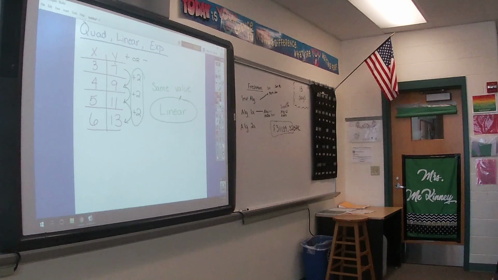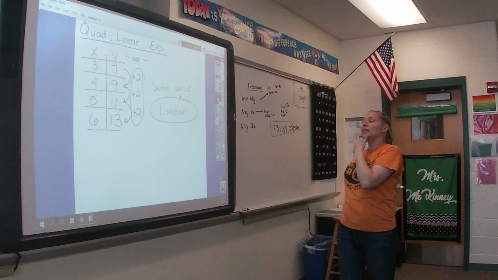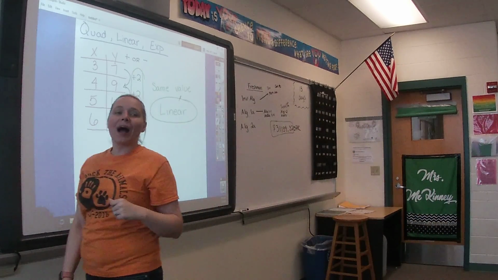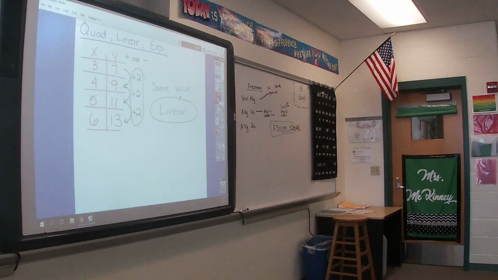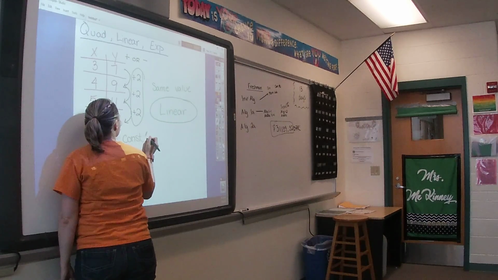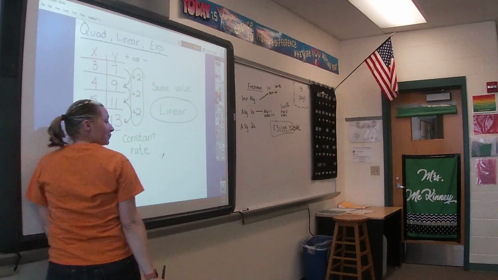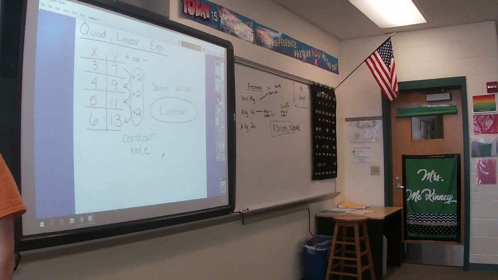So when we're adding or subtracting the same value all the way down, this is a linear function. The reason it's linear is what we've heard when we're talking about a graph: linear functions have a constant rate of increase. Okay, are we okay there?